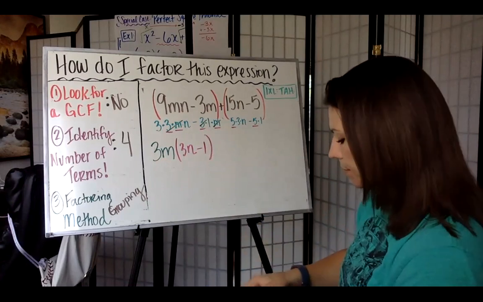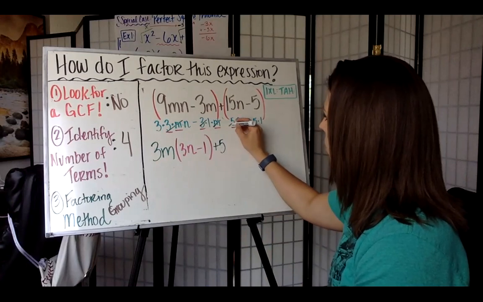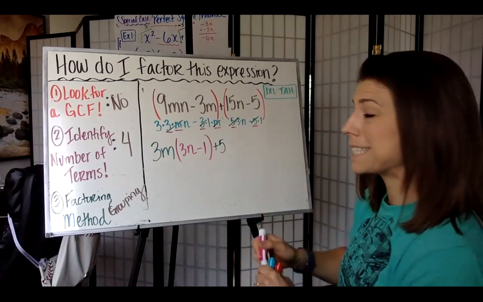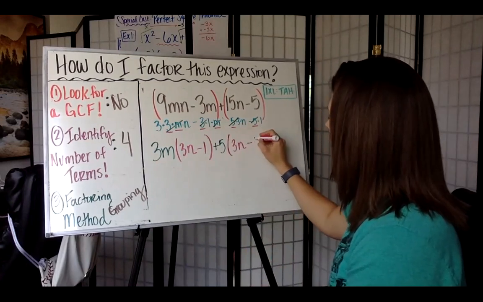So that makes sense. In the second one, I'm factoring out a positive 5. When I factor that out, what am I left with? Hopefully it's 3n minus 1. Otherwise, we can't do our common binomial factor. Looks like 3n and minus 1.